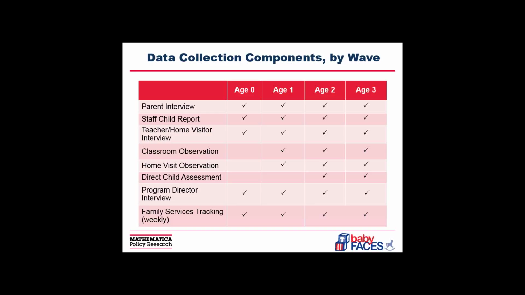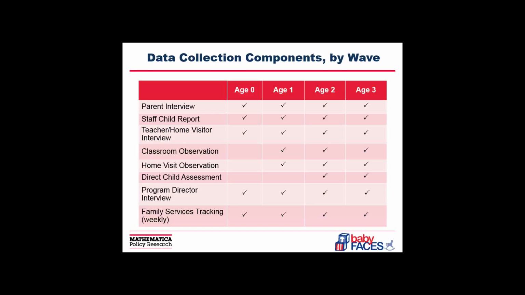Otherwise, we collected parent interviews, staff child reports, teacher and home visitor interviews, which were of the teacher or home visitor assigned to a given Baby FACES family, observations of each classroom for children at 1, 2, or 3 years old, as well as home visit observations at those same ages. We treated home visitors like a classroom teacher in that we observed 1 visit for each visitor assigned to a Baby FACES family and applied that score to any other Baby FACES families who had the same home visitor. And this was primarily done for logistical reasons.